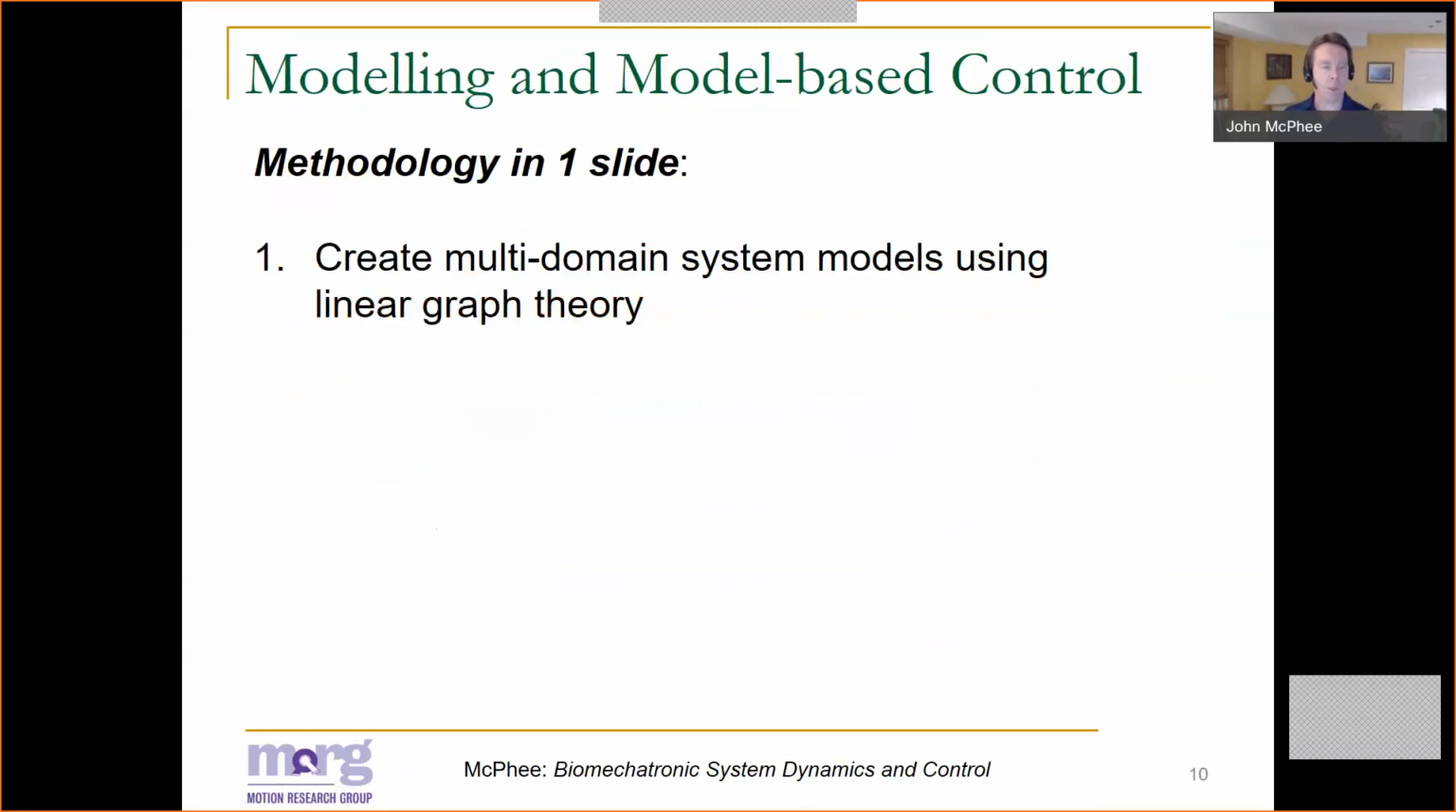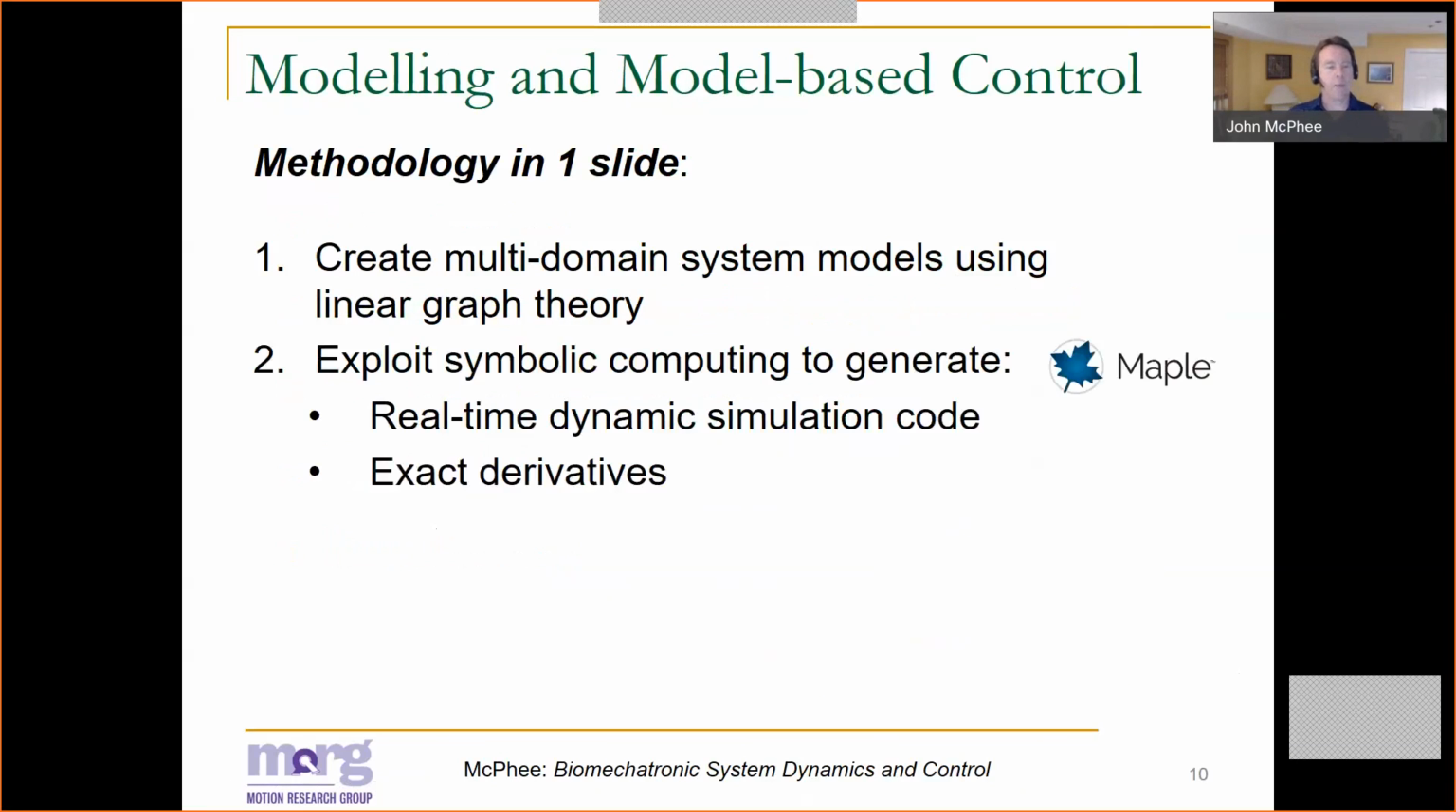Here's our methodology in one slide. First of all, we create integrated models of systems that can have components from many domains, so biological, mechanical, electrical. And to do so, we use a branch of mathematics known as linear graph theory. We then implement these graph theoretic algorithms within symbolic computing, and in our case, we use the Maple language for a couple of reasons. First of all, we're able to generate very fast simulation code, and for any work involving optimization or optimal control, you absolutely need fast simulation code.